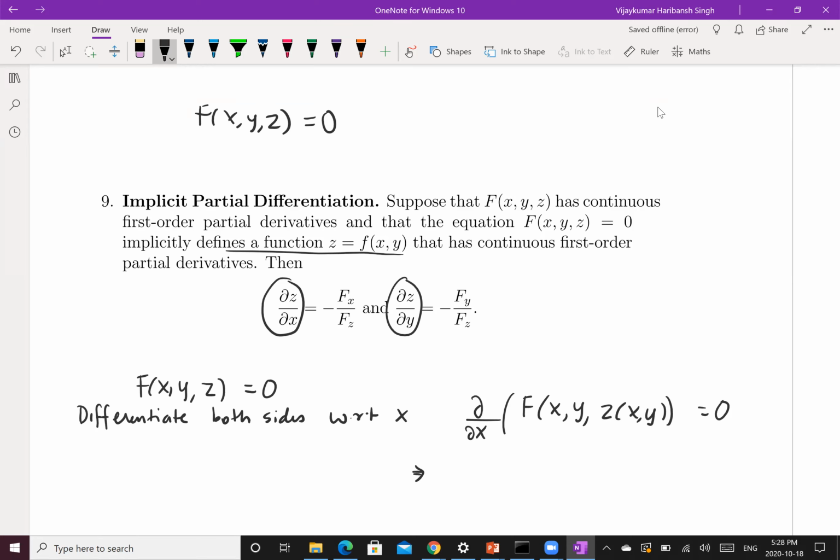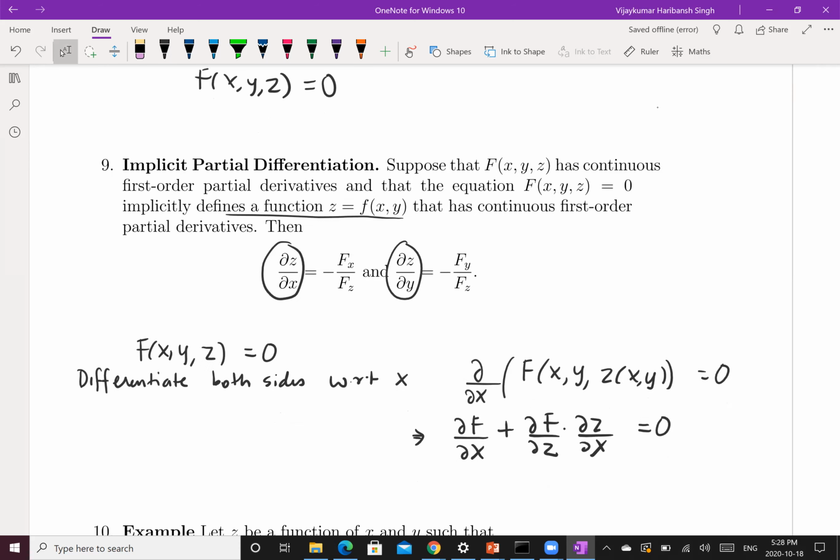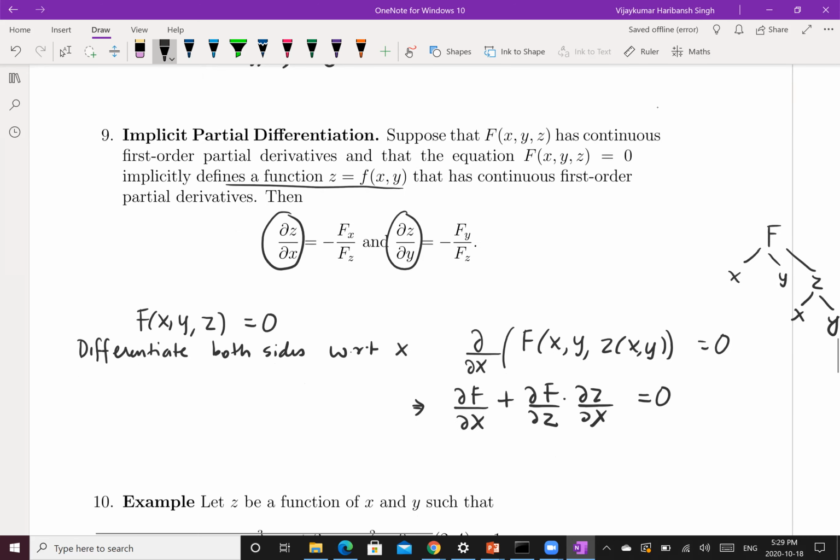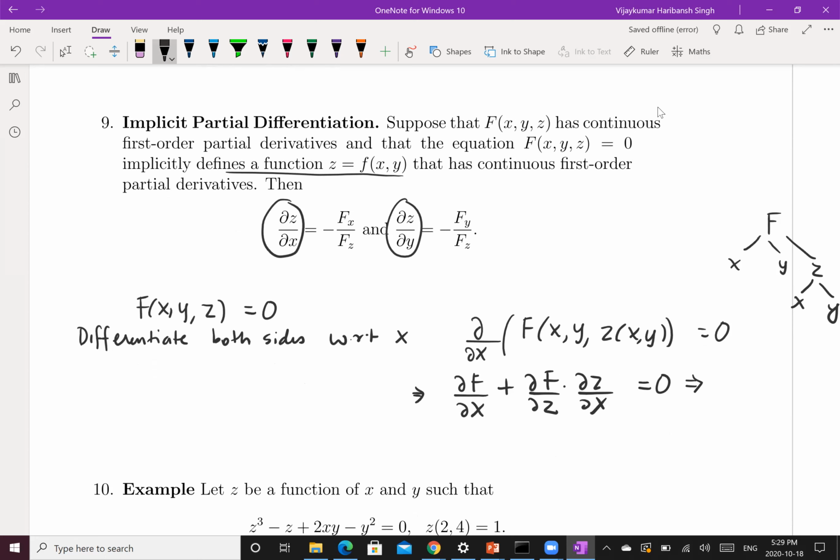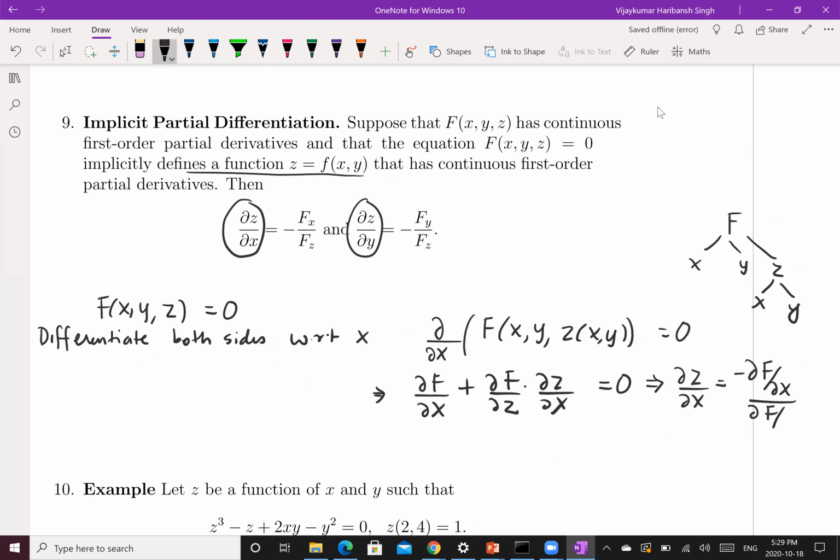So now let's apply the rule here. We get the partial derivative of f with respect to x plus the partial derivative of f with respect to z times ∂z/∂x, equals 0. So again, the idea is you have f of x, y, and z, and your z itself is a function of x and y. So from here, what are we looking for? We are looking for the partial derivative of z with respect to x. This is going to be minus the partial derivative of f with respect to x divided by the partial derivative of f with respect to z.